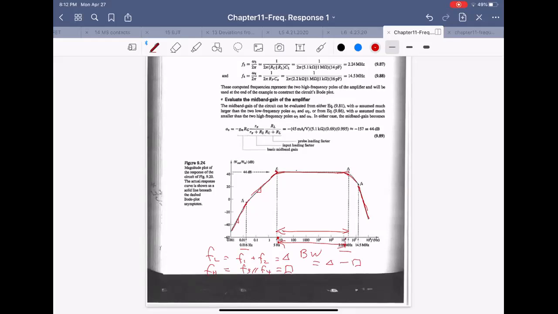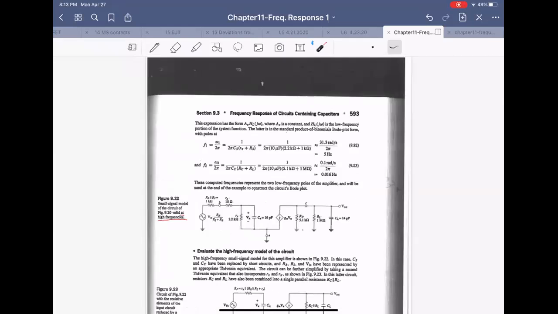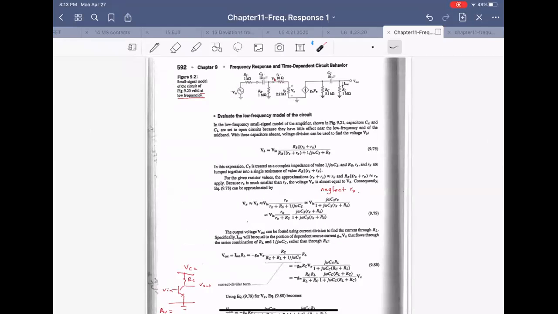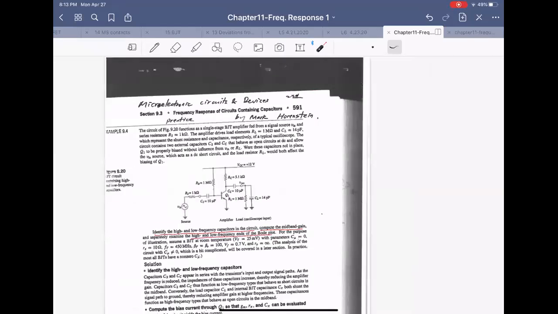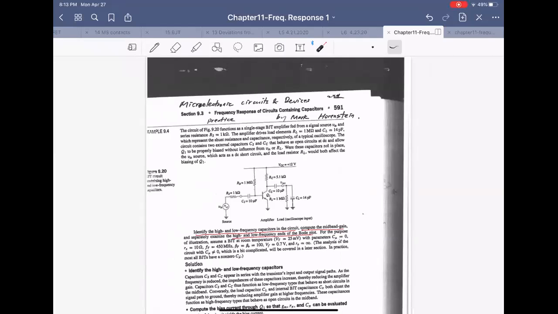So bandwidth is not F3 minus F1. Okay. So the high frequency side will be lower than F3, the low frequency side will be higher than F1. So this is bandwidth. Okay. Let me go back again. If you understand this problem, you can see most of this bandwidth problem, high frequency response problem, in this very good example problem.